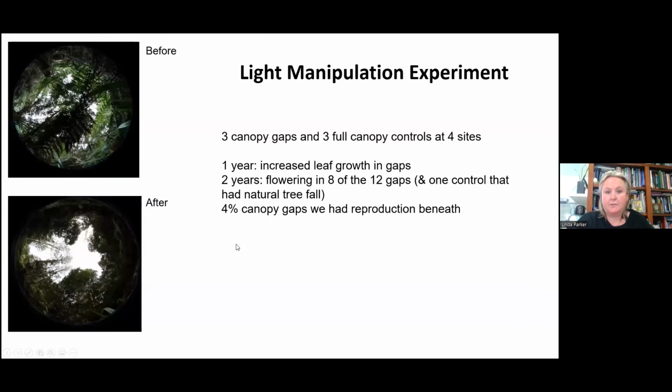From that came the hypothesis that they need the canopy decline, because reproduction takes a lot of effort and extra light that they're not getting under the rainforest canopy. We designed a manipulation experiment where we created canopy gaps and had some full canopy controls just next to it within 4 sites. And we had flowering in 8 of the 12 canopy gaps after 2 years.